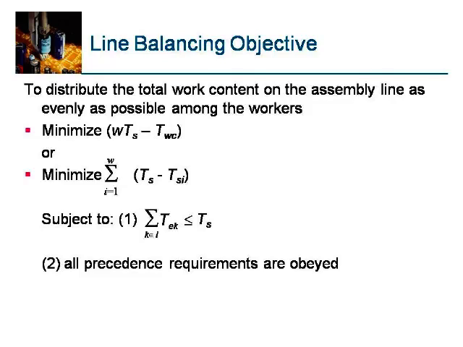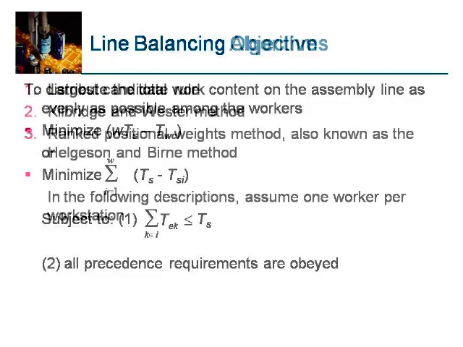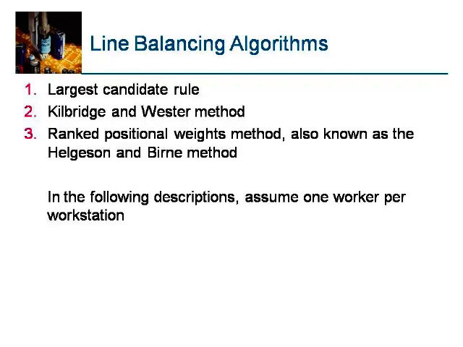To do this, several methods, algorithms or tricks have been developed in the literature for the line balancing problem. The first one is the largest candidate rule. The second method is called Kilbridge and Webster's method. The third one is the ranked positional weights method, or RPW method, also known as the Helgeson-Birnie method.